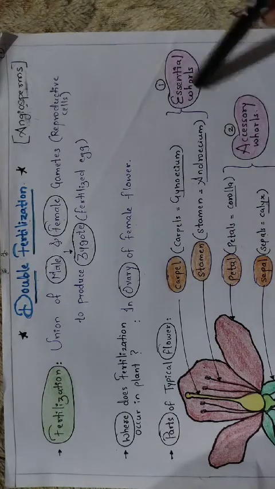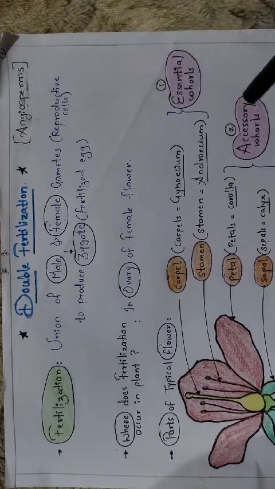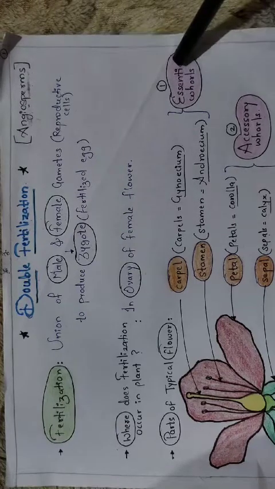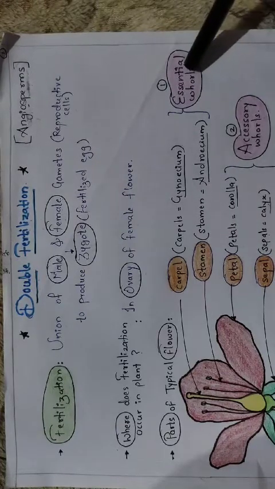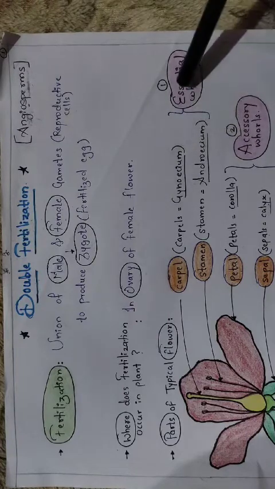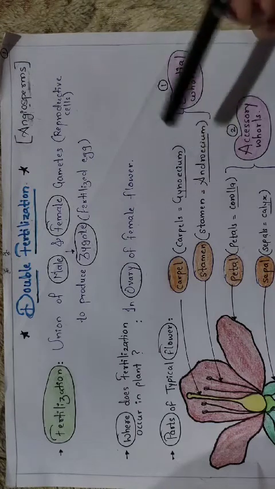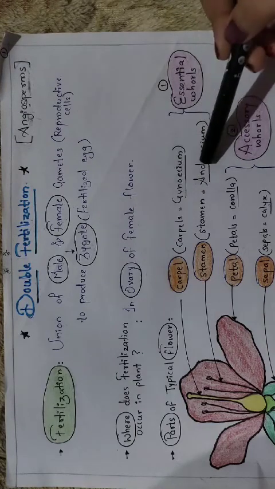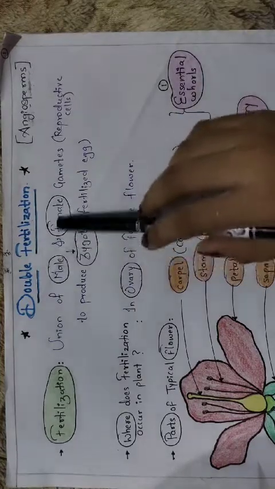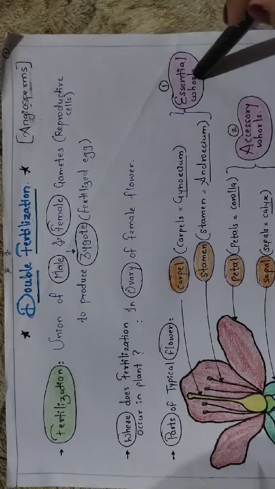So all four whorls of the flower have been categorized into two different groups. The first group is called the essential whorl and the next group is called the accessory whorl. Remember, the essential whorls are very important, and they are the gynoecium and androecium. They are called essential because they are very important for reproduction. You all know that the gynoecium and androecium are the reproductive whorls which produce male and female gametes, so obviously they are very important and essential.